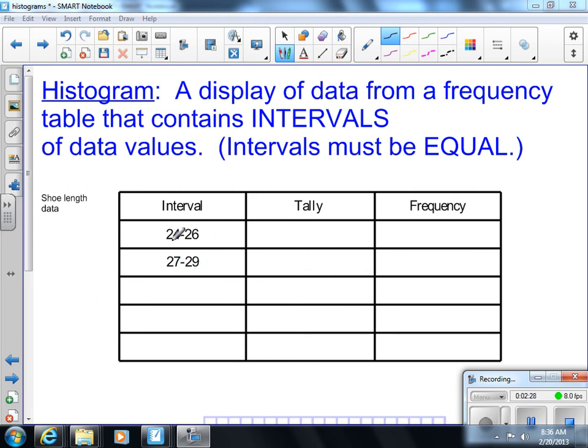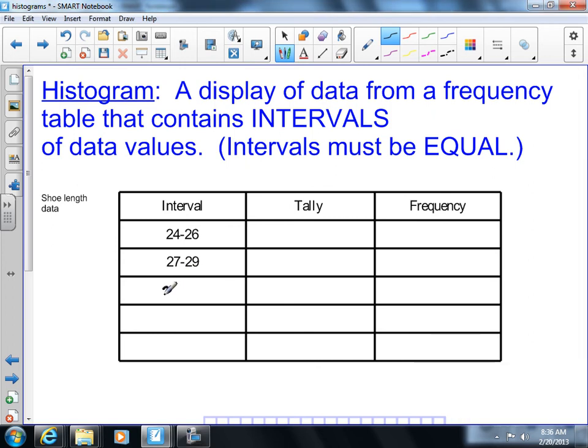Now, count how many shoe lengths are in this category interval. 24 through 26. How many possible shoe lengths do I have there? 3. I could do a 24, 25, or 26. Okay, so my next category must include the same amount. A 27, 28, 29. Is that okay? What's my next one going to be? 30 to 32.